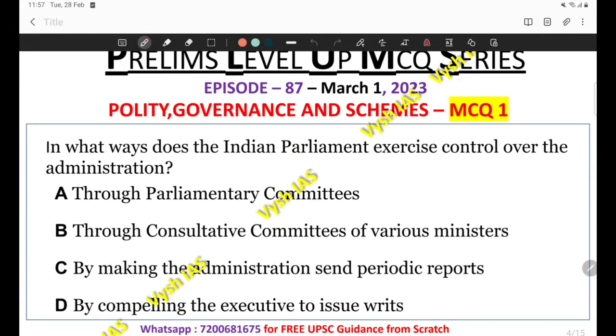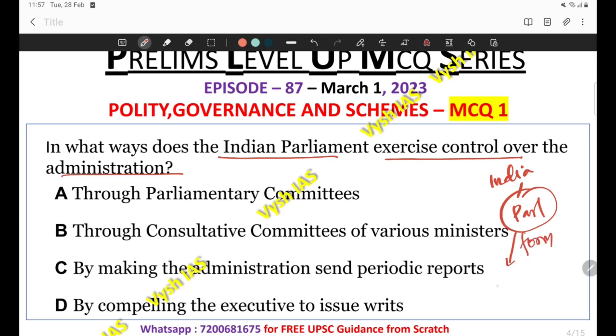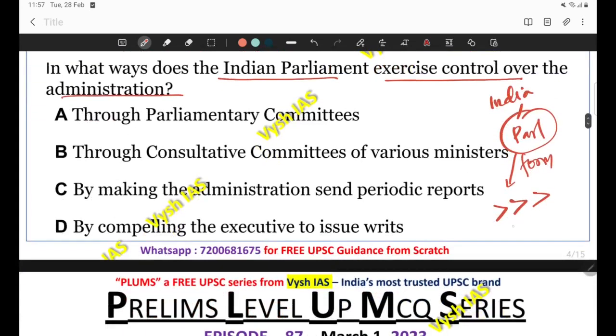So let's move on to the first question. The first question reads, in what ways does the Indian Parliament exercise control over the administration? We already know that we declare ourselves a parliamentary form of government. That is because our parliament is that powerful, and we adopted it from the British model. Keeping that logic in mind, you have to skim through the options.